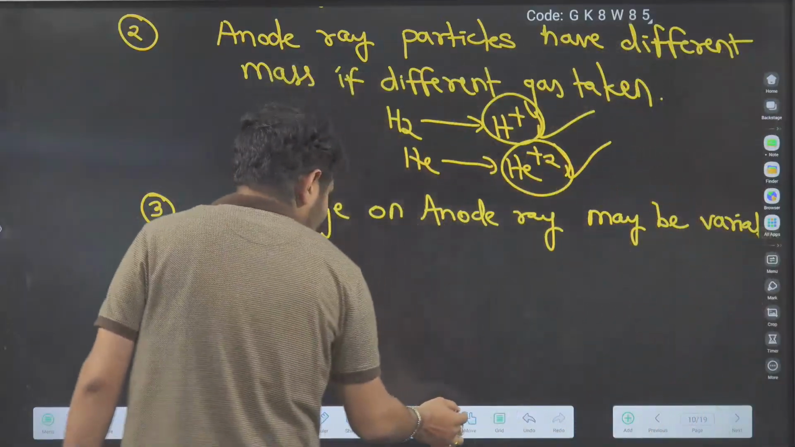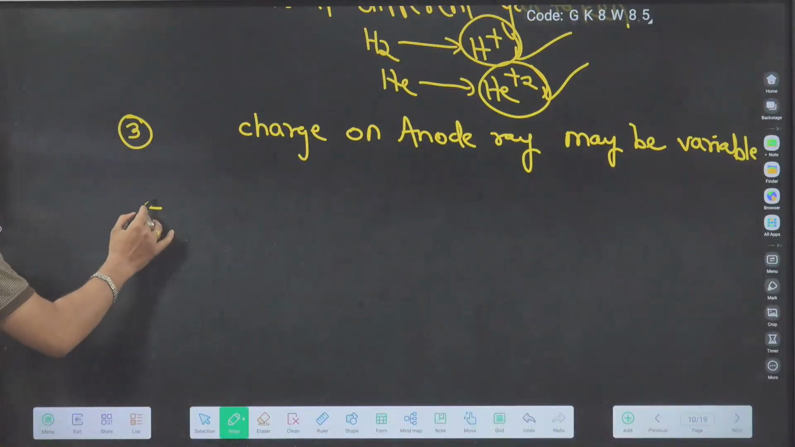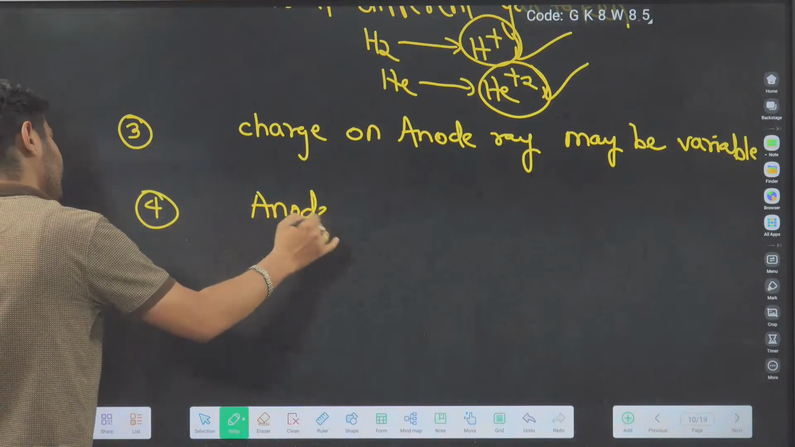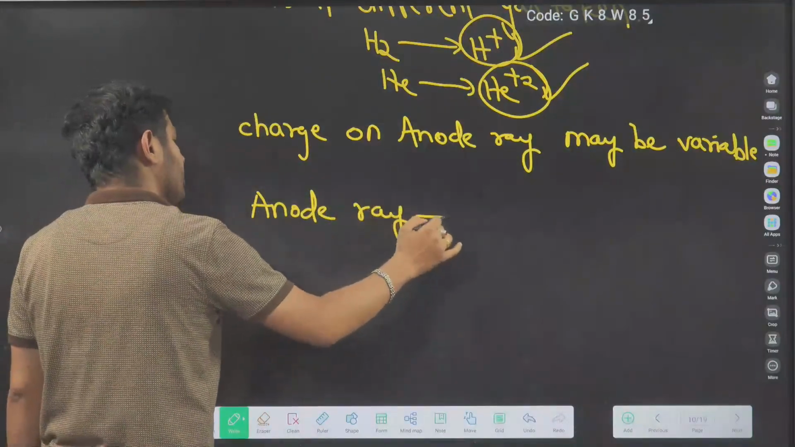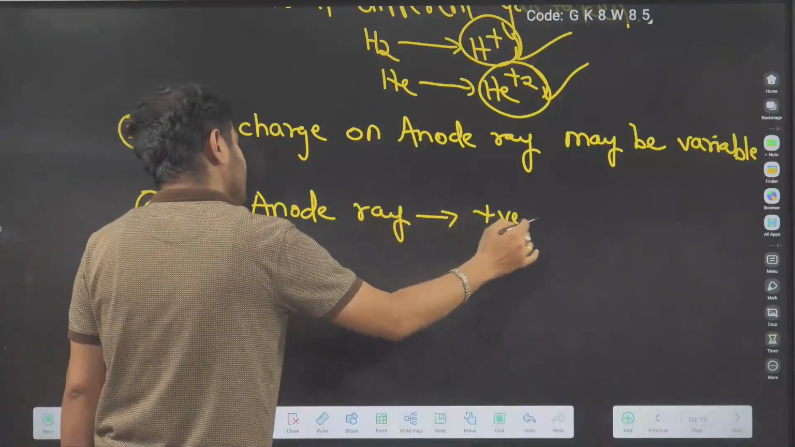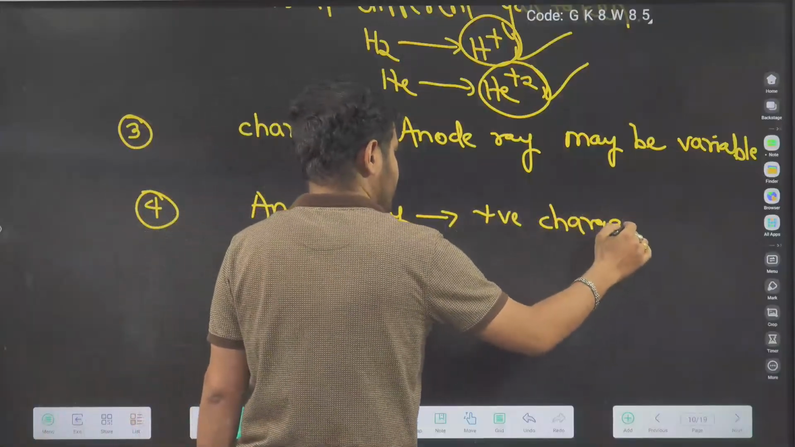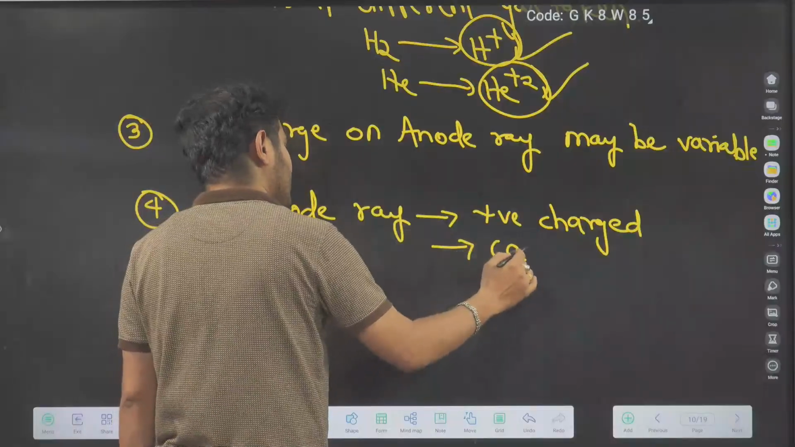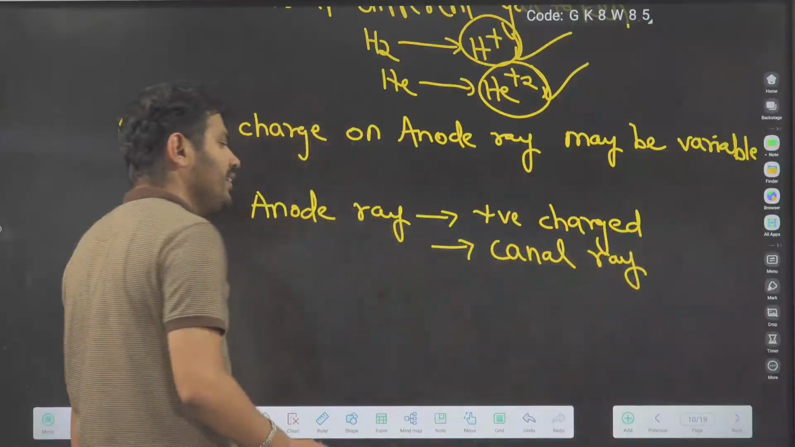Now what I can say, charge on the anode ray may be variable. Fourth point is, anode ray has positive charge, right? Anode ray has positive charge always. It may be +1, +2, +3, any charge. It is positive charged, and this anode ray is also called canal ray. The other name of anode ray is canal ray, right?